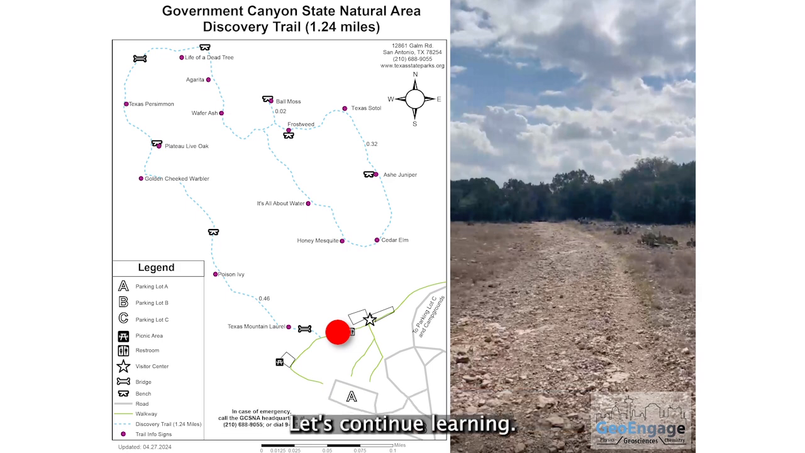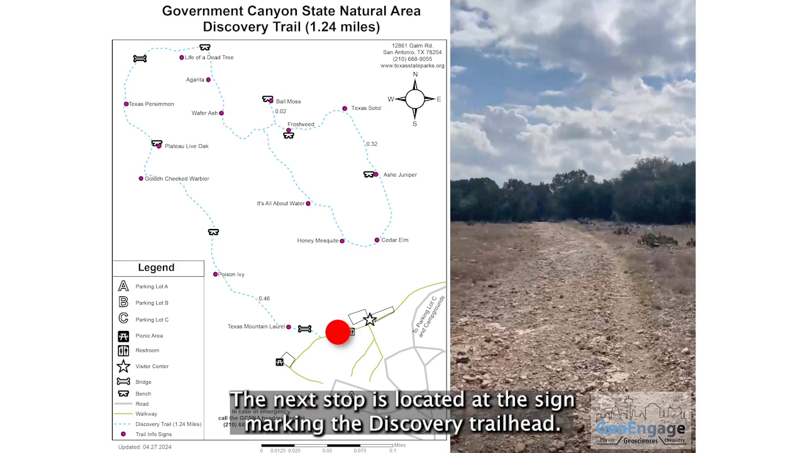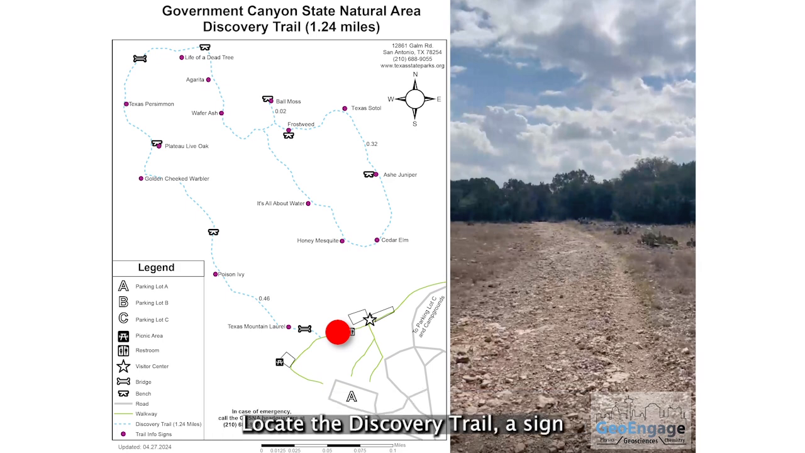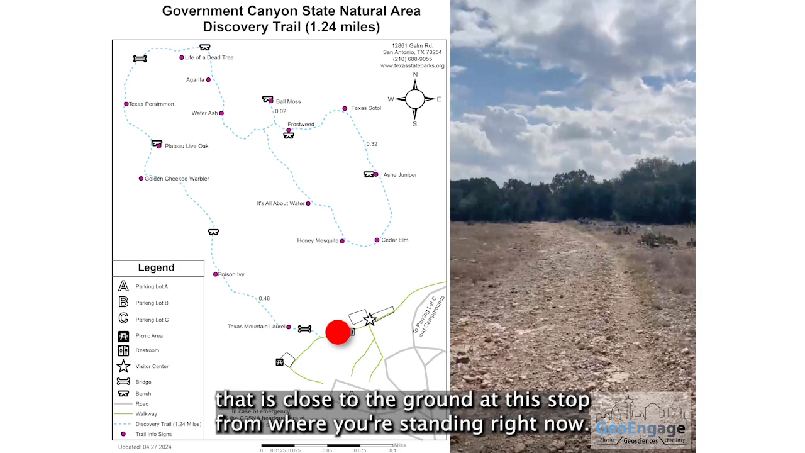Let's continue learning. The next stop is located at the sign marking the Discovery Trailhead. When you arrive, play the track labeled Discovery Trailhead on your audio. Locate the Discovery Trail sign that is close to the ground at this stop.